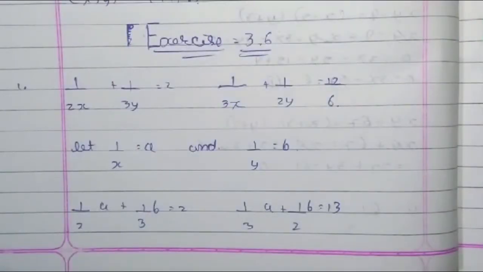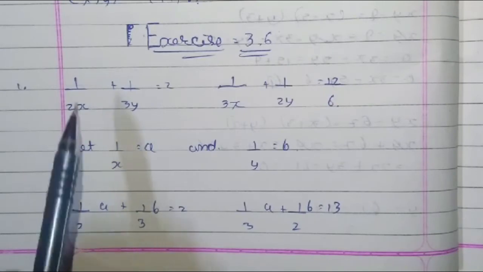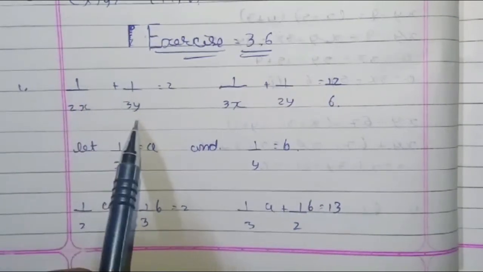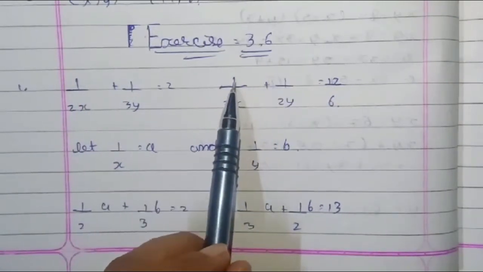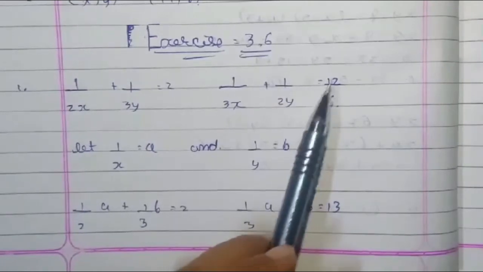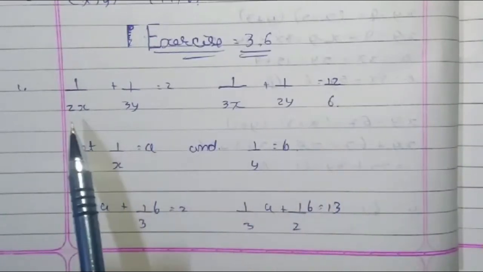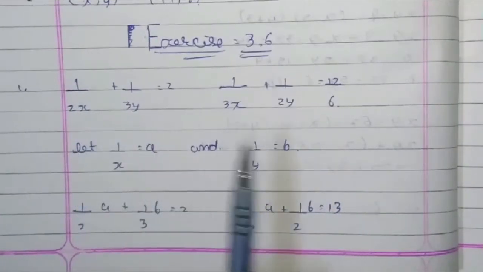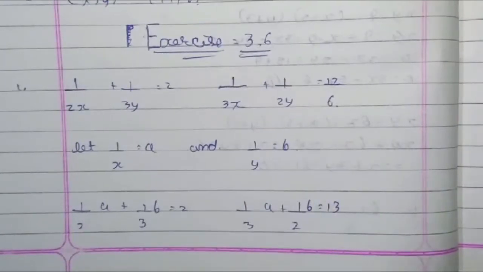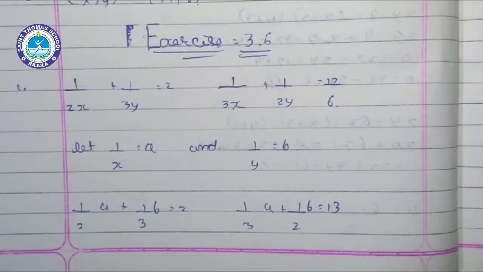Now exercise number 3.6. Solve the following pair of linear equations by reducing them to a pair of linear equations. So the first question is 1 by 2x plus 1 by 3y is equal to 2. Second equation: 1 by 3x plus 1 by 2y is equal to 12 by 6. See students, our variable is in the denominator, so it is not in the standard form. So first we convert them into standard form.